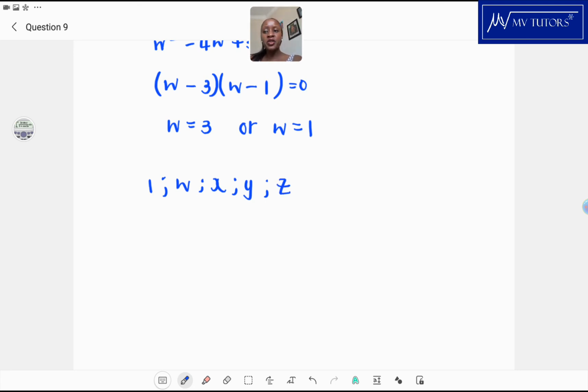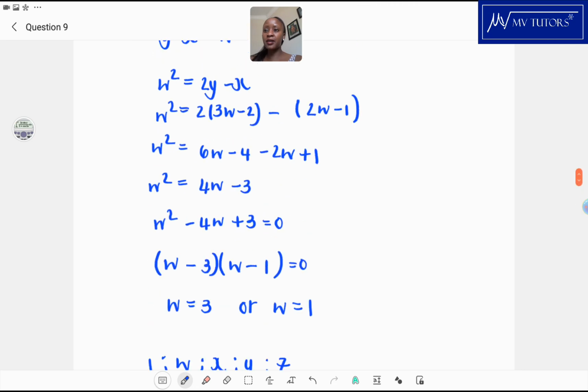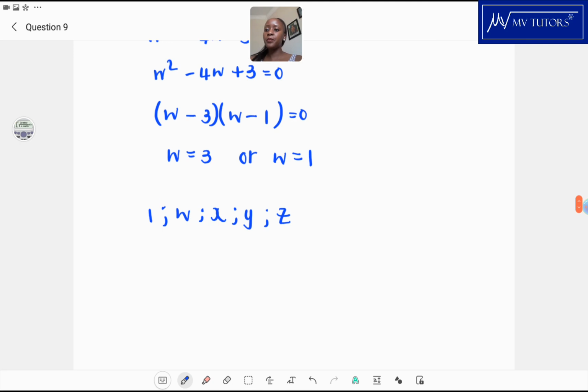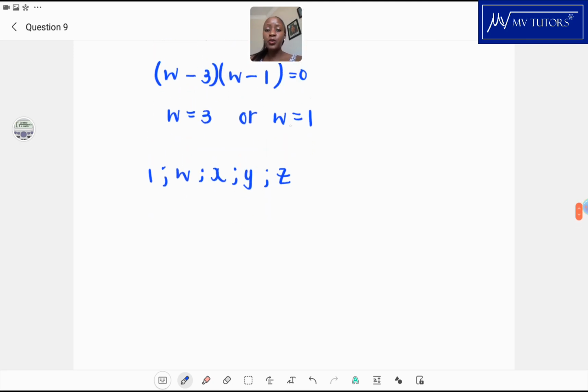They told us in the question that we should look for the common difference, and they specifically said the common difference cannot be 0. Okay, let's go back if you forgot. So it says the common difference is not 0. So if we were to use w is equal to 1, do you realize that we would have a difference of 0? So in that case, w cannot be equal to 1, but w would be 3.